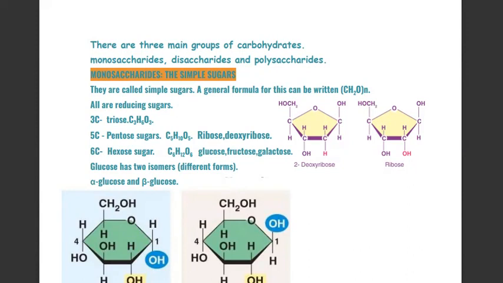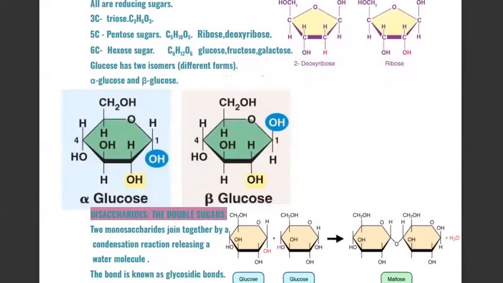Ribose, deoxyribose. 6C hexose sugar, C6H12O6: glucose, fructose, galactose. Glucose has 2 isomers, different forms: alpha glucose and beta glucose.